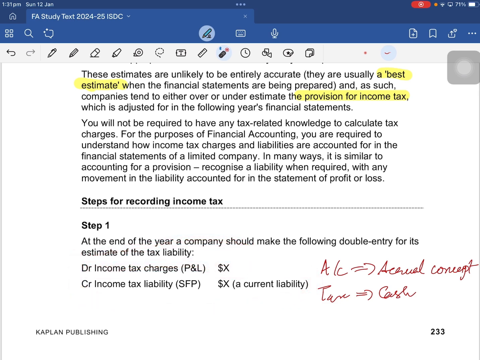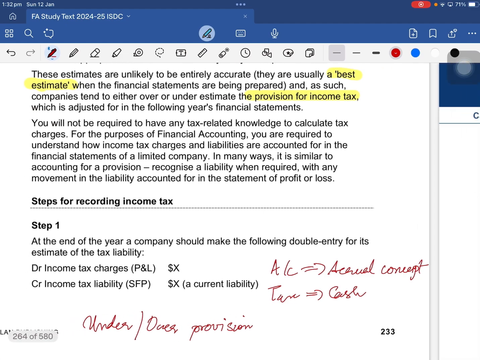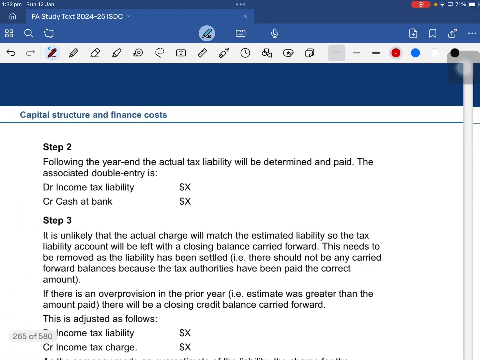And always when you estimate taxes upon the accounting concept and the tax is actually due according to the tax authority, there would be a difference. And that difference is called under or over provision.